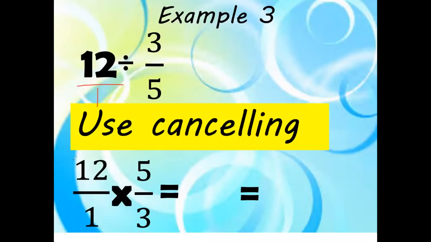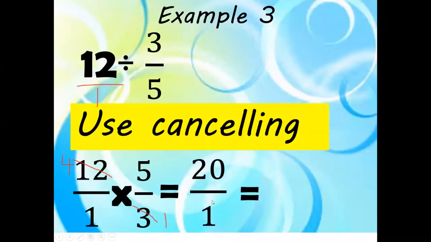So in this example, we can cancel 12 and 3 because 12 and 3 are divisible by 3. So let's divide 12 and 3 by 3. 3 divided by 3 will become 1. 12 divided by 3 will become 4. So 5 and 1. This denominator 1 is already the smallest number, so we cannot cancel it. So let's start multiplying the numerators. 4 times 5, we have 20, and then 1 times 1, you have 1.